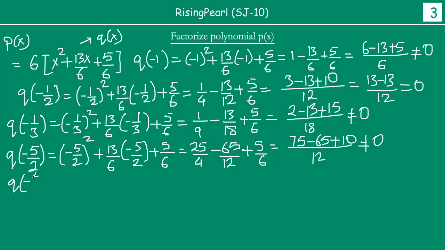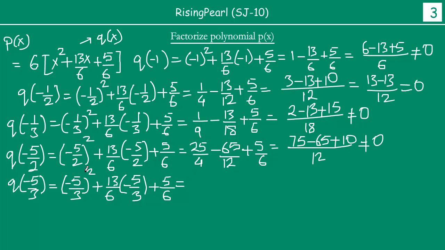Now we will try minus 5 by 3. So अगर आप if you try this minus 5 by 3 square plus 13 by 6 times minus 5 by 3 plus 5 by 6.